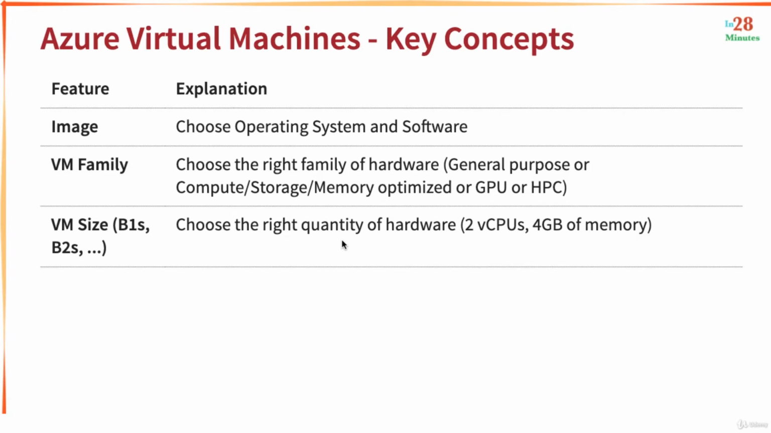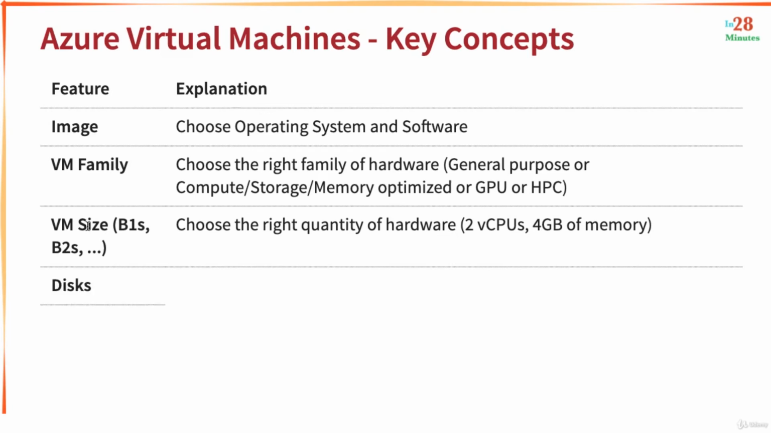I would want to use 2 vCPUs and 4 GB of memory. How do I get that? I can choose the right VM size. So the operating system, image. The hardware, you would choose the right VM family, and within the family, you would choose the right VM size.